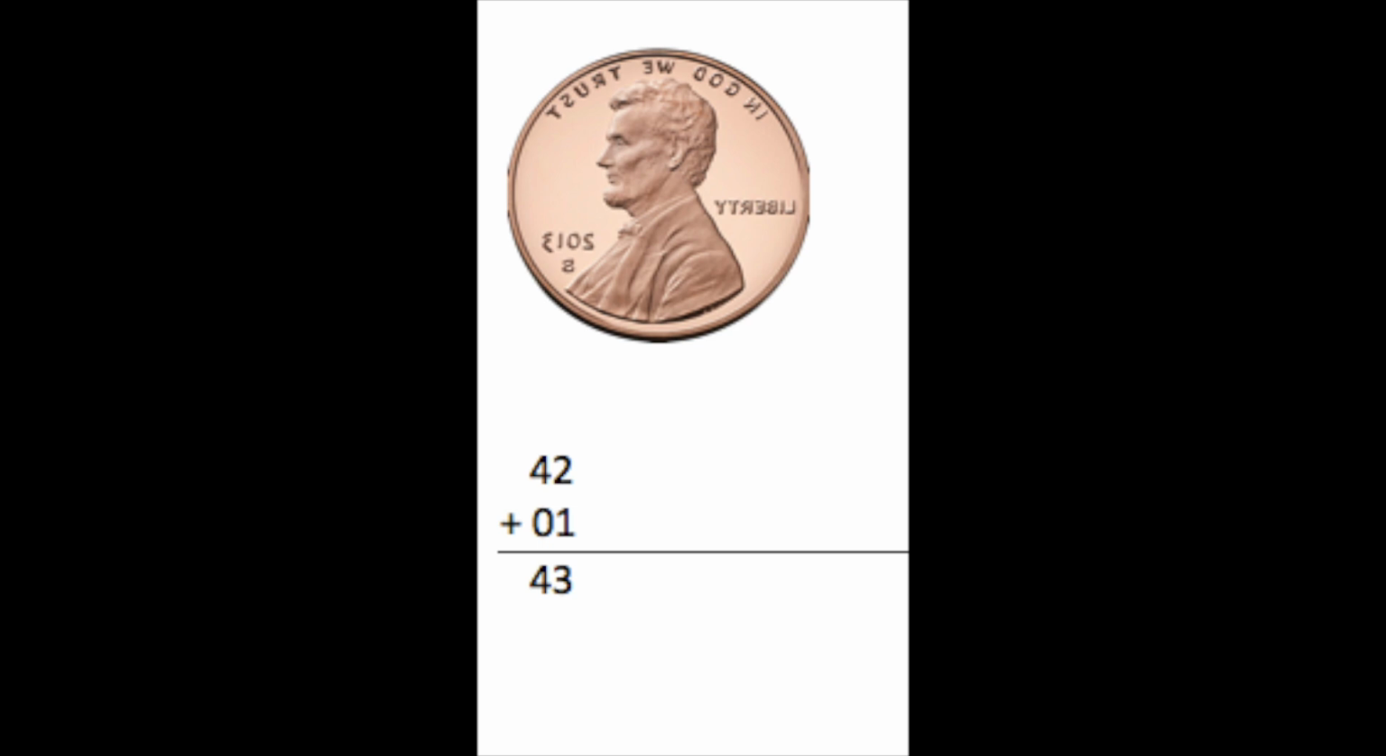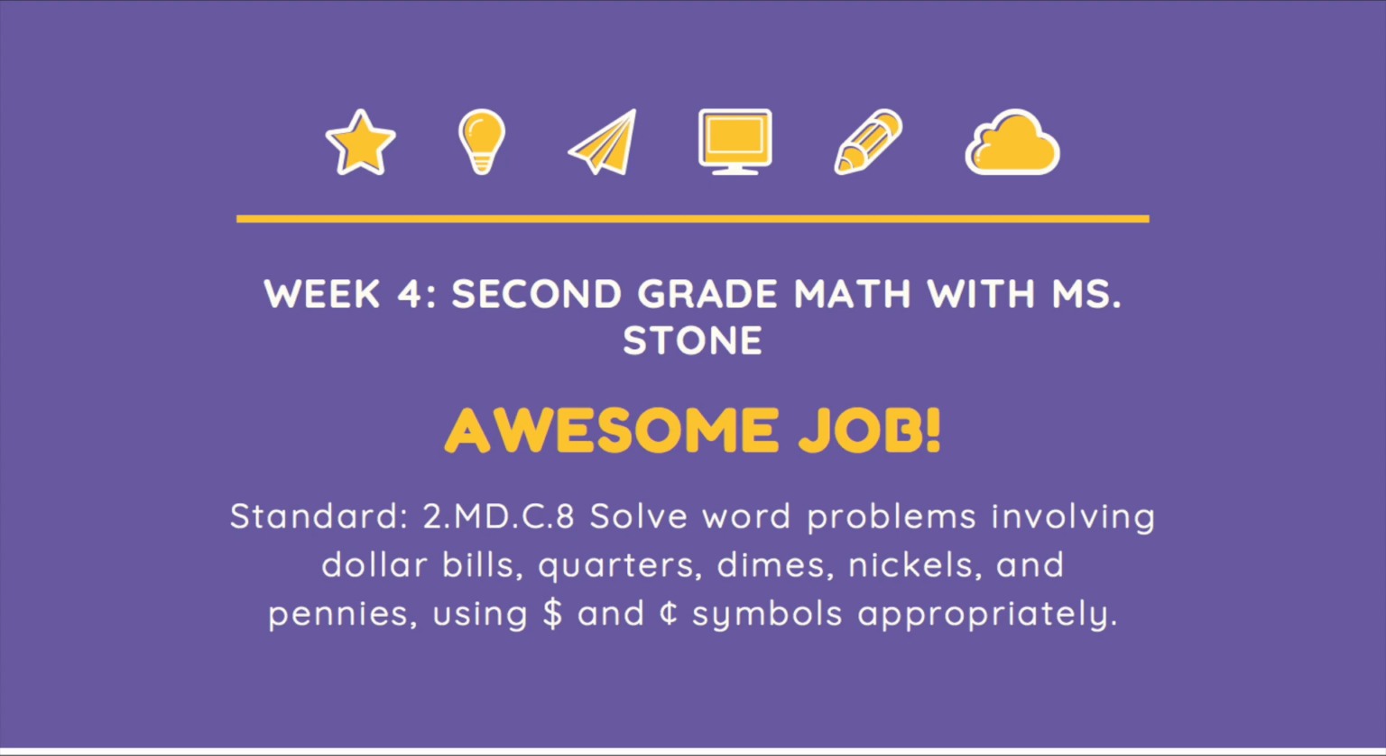So we found out that when we take a quarter, a dime, a nickel, and 3 pennies, and we add them together, we get 43 cents. All right, second grade, you did an awesome job with that. This is a little bit more of a difficult concept than what we did last week.